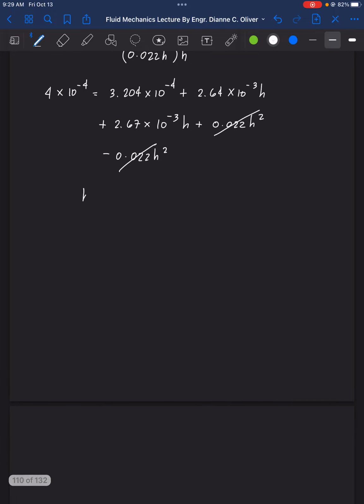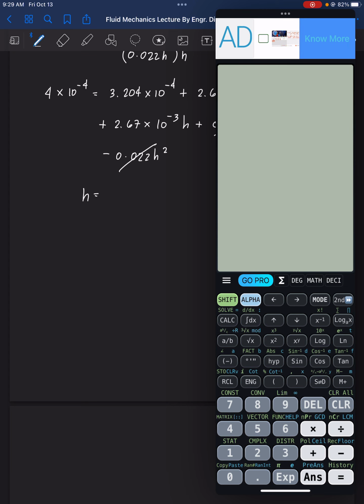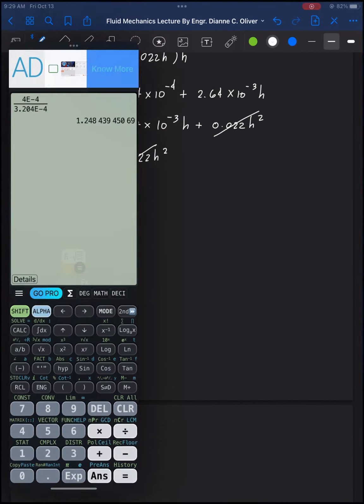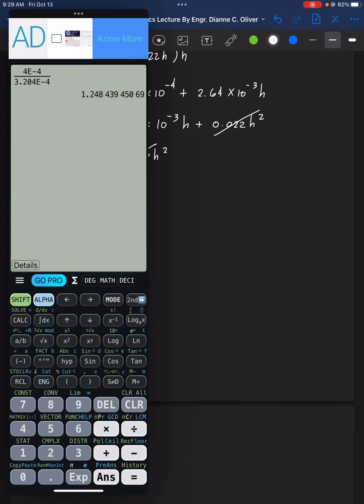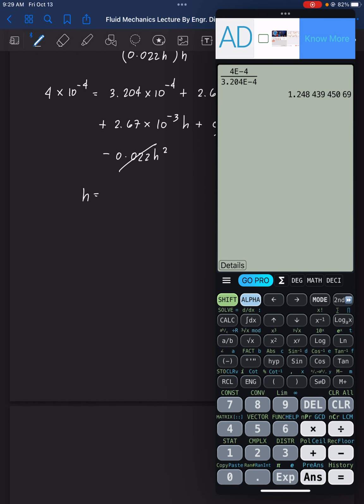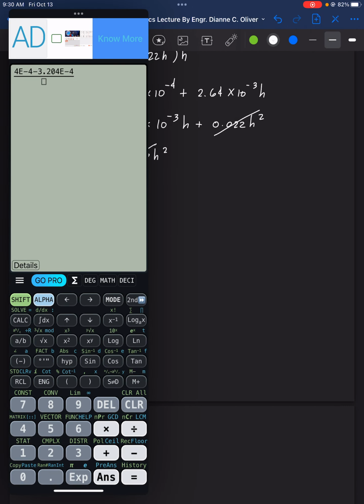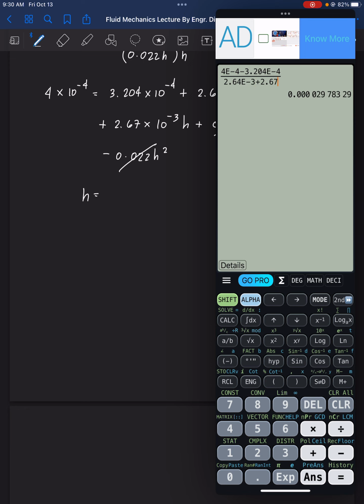So what's now the value of h? h is equal to 4 times 10 raised to negative 4 minus 3.204 times 10 raised to negative 4, all over 2.64 times 10 raised to negative 3 plus 2.67 times 10 raised to negative 3. So the answer here is 0.015 meter.